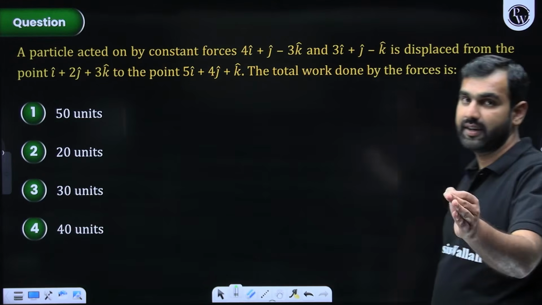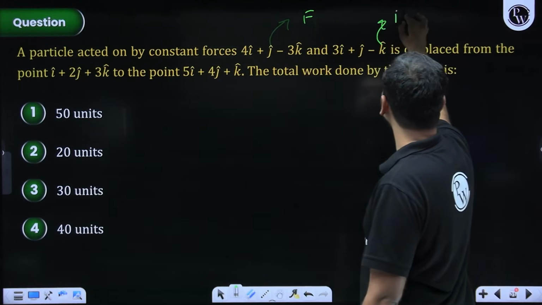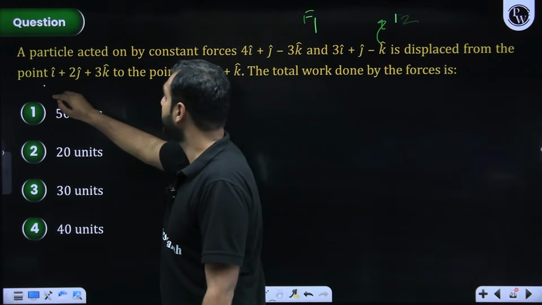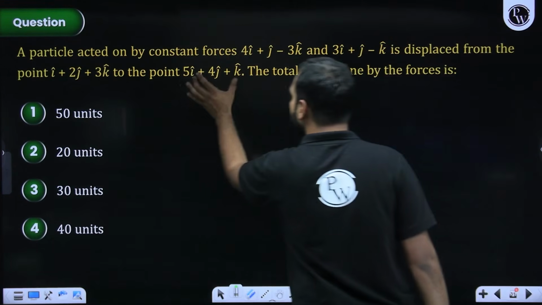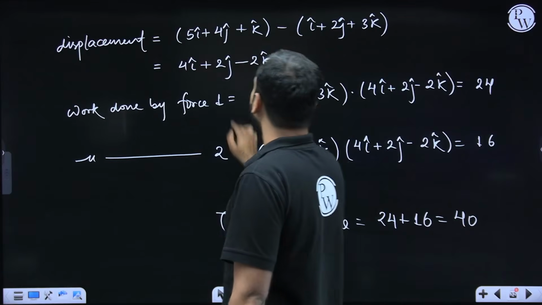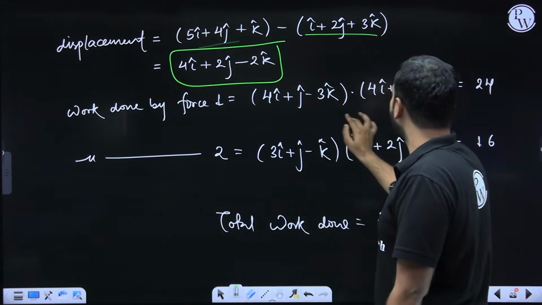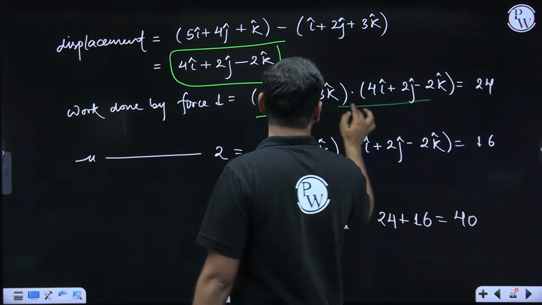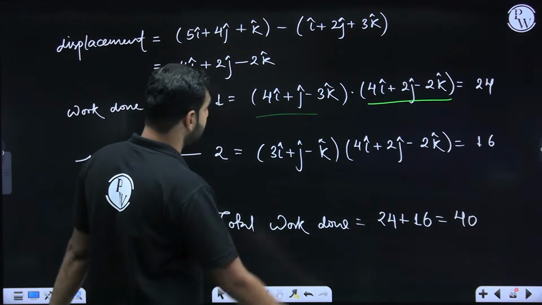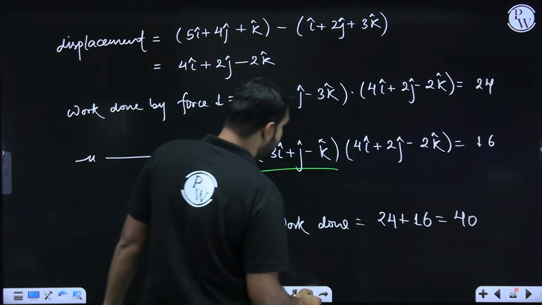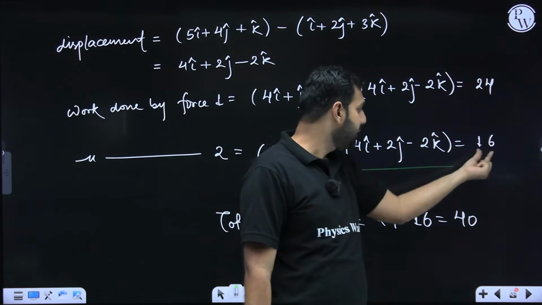The next question says a particle is acted by constant forces, this one and this one. So these are two forces, and through these two forces, the particle has displaced from that point to this point. So this is its final position, this is the initial position. So final position minus initial position gives you the displacement of that particle. Force into displacement gives you the work done. So first force dot the displacement gives you 24. First work done by first force, second force dot the displacement done by that will be the work done by second force. So total work done will be this plus this, which is 40.